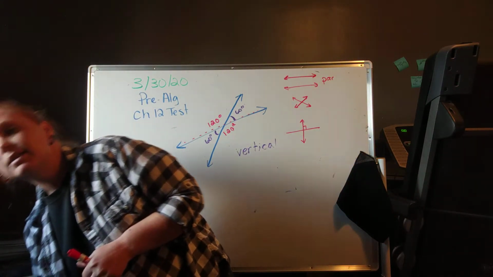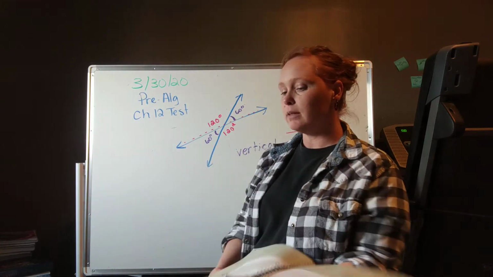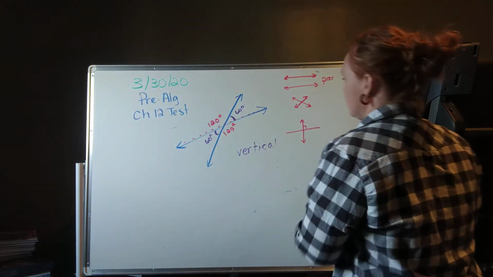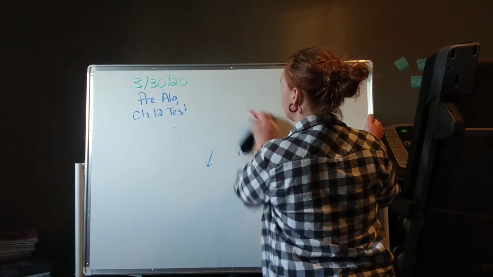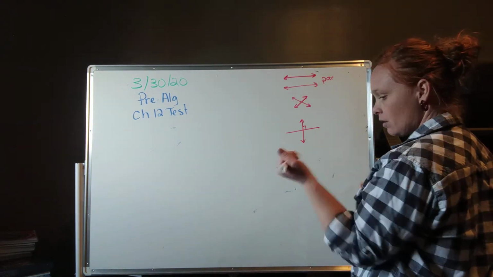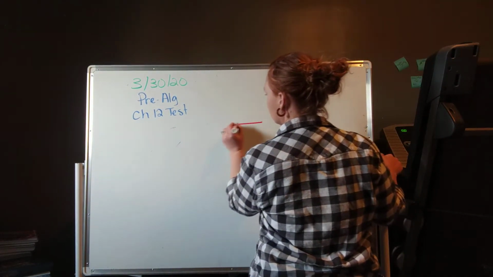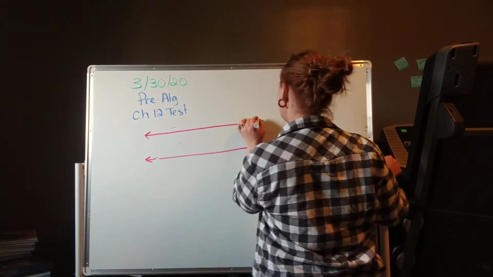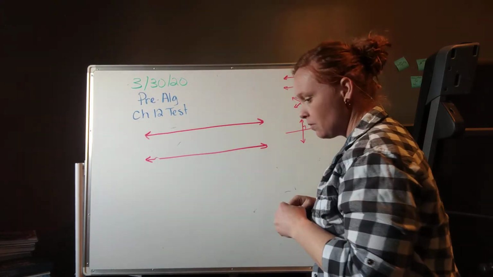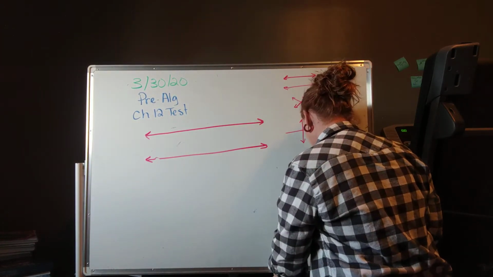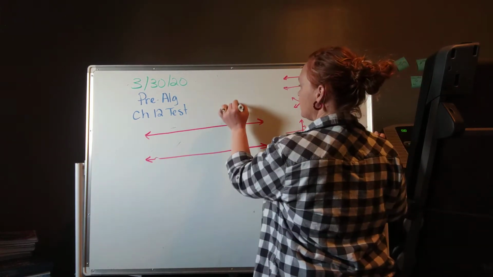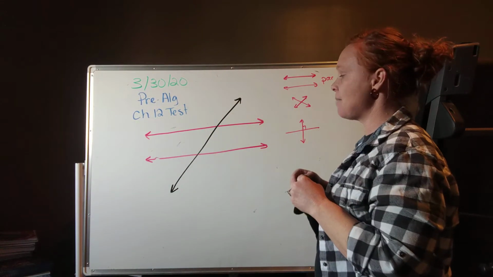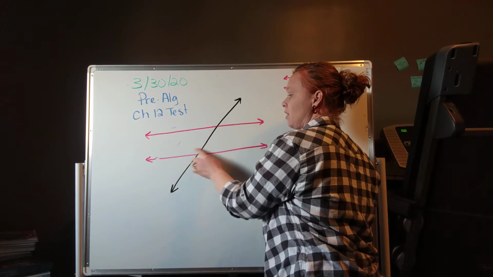Now, this one was kind of tricky for you guys, so I'll spend a little bit of time on it when we're looking at parallel lines. Let me erase this so I can do something a little bit bigger here. So when we had parallel lines and then we had a transversal line that intersected both of the parallel lines, there were some things that happened to all of the angles that are formed.